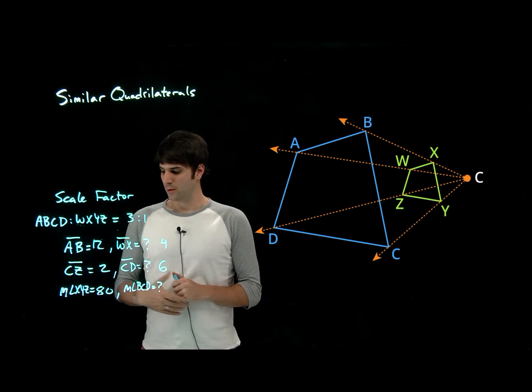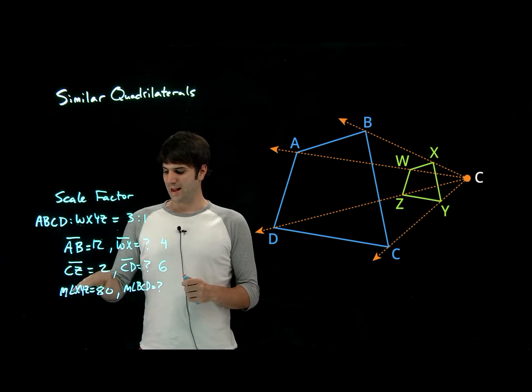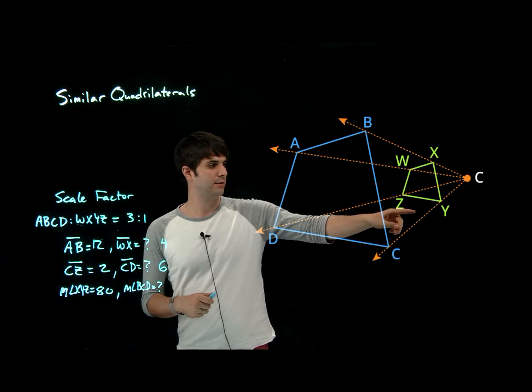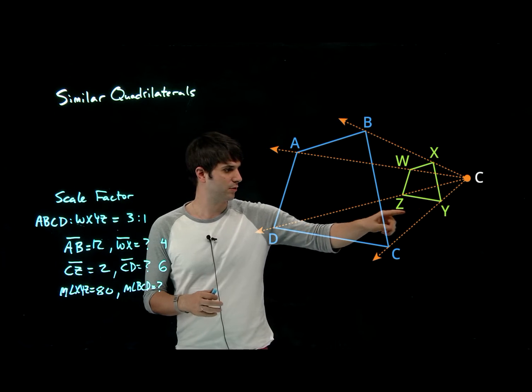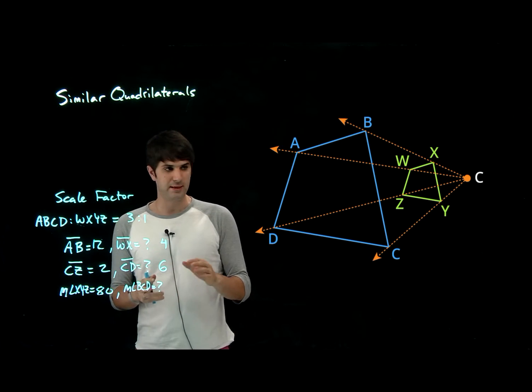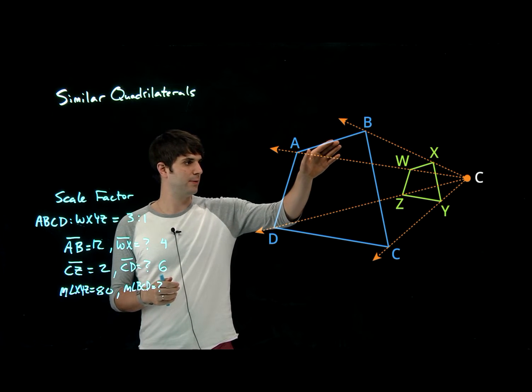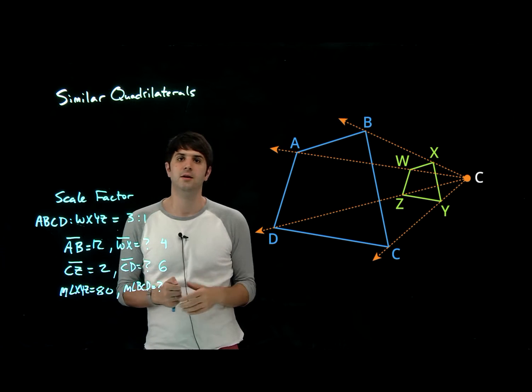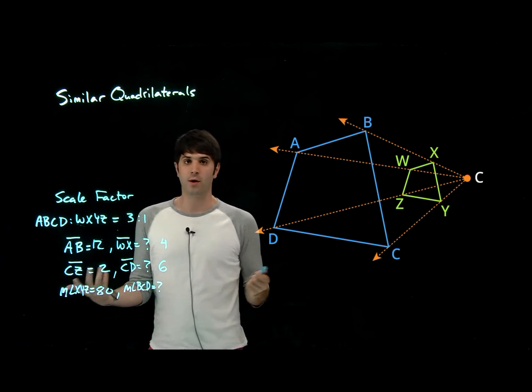Also, angles. So the measure of angle XYZ is 80. Okay, so this angle right here is going to be 80. All right, so I want to know what the measure of BCD is. BCD is right here. B, C, and D. BCD. Okay, so BCD, what is that?